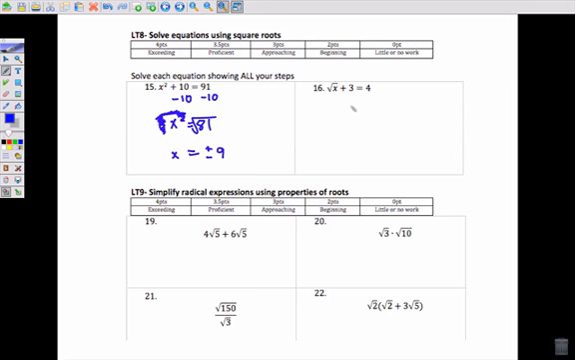On number 16, same sort of concept. We want to first subtract 3 from both sides. That gives you square root of x equals 1. And to undo a square root, we square both sides. Similar to the last one, that all cancels out, and we're left with x equals 1 squared, which is just 1.